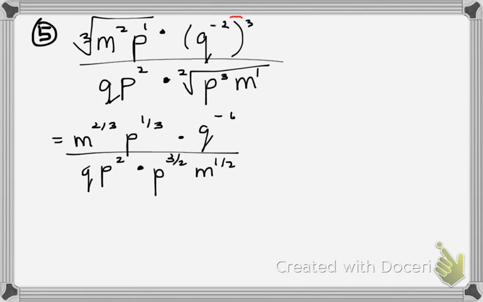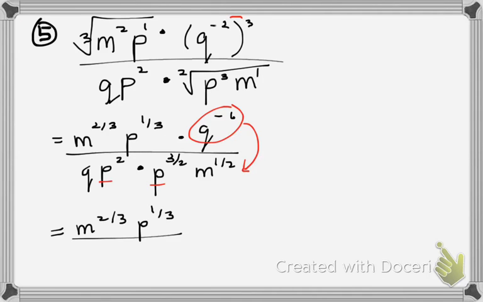What I think would be the best thing for us to do is start by applying the negative exponent rule. Okay, so I'm going to take this q to the -6 and I'm going to bring it down into the denominator, make it positive. And I'm just going to gather these two p's here, I think, just to start. Okay, so I'll leave the m 2 over 3. I'm going to leave the p 1/3.